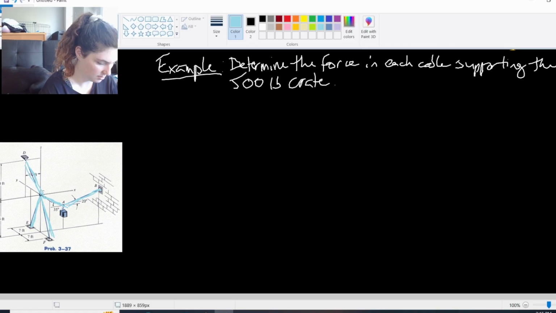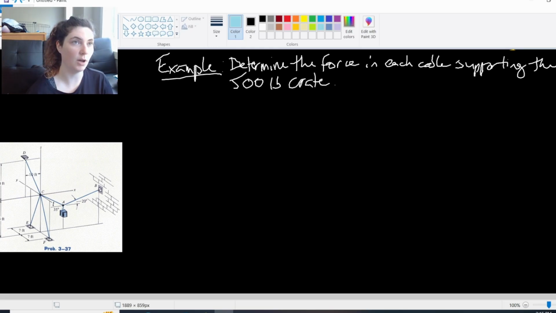I don't like those lines there, let me get rid of those. I'm going to start my first free body diagram at point A. The reason I want to start there is that at A, I know the weight of that crate hanging off of point A. The problem statement tells me it's a 500-pound crate. So I'll already have a known force that I'll be working with.